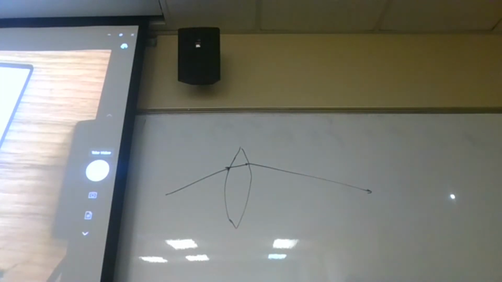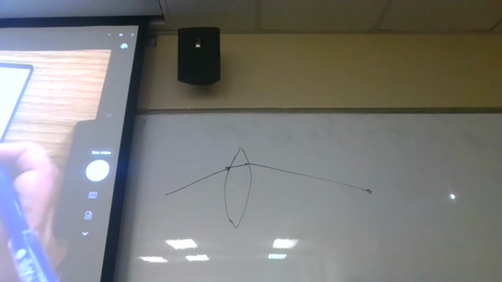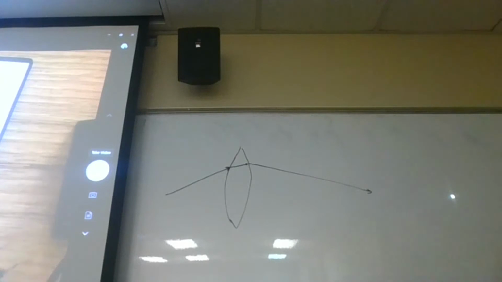Okay. Now there are different kinds of lenses. What we're going to be talking about are specifically thin lenses. So a thin lens is a lens where the thickness can be ignored with respect to the other dimensions of the lens.